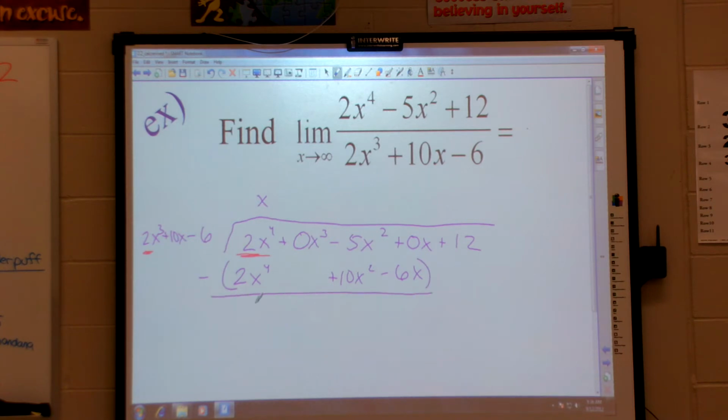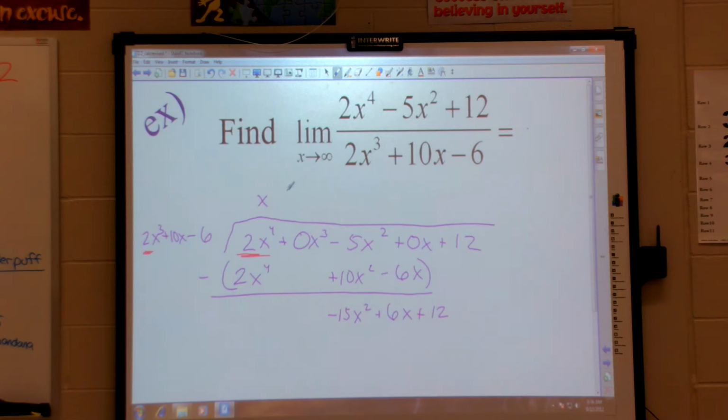So here you're going to get 0. Here you're still going to get 0, right? 0 minus 0 is still 0. Negative 5 minus 10x squared gives me? Negative 15x squared. Then here I'm going to get? 6x squared. Positive 6x. Right? 0 minus negative. Okay? Now what do I do to 2x cubed? Oh, actually I'm done. Look at that.